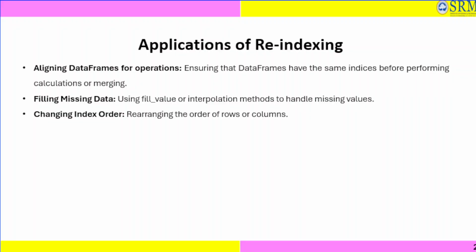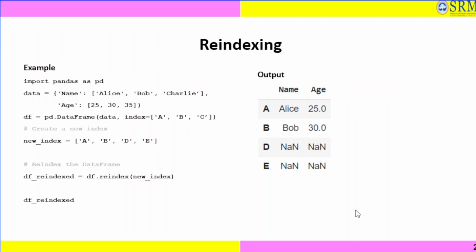For example, let's say I have two data frames and I want to merge them. How can it be merged? If the first data frame has a zeroth index and the second data frame also has a zeroth index, it checks both data frames for a zero index, and only then does it merge. Next, filling missing data: using fill value or interpolation methods to handle missing values. And you can even change the index order in order to rearrange the order of rows or columns. Now we'll discuss reindexing.